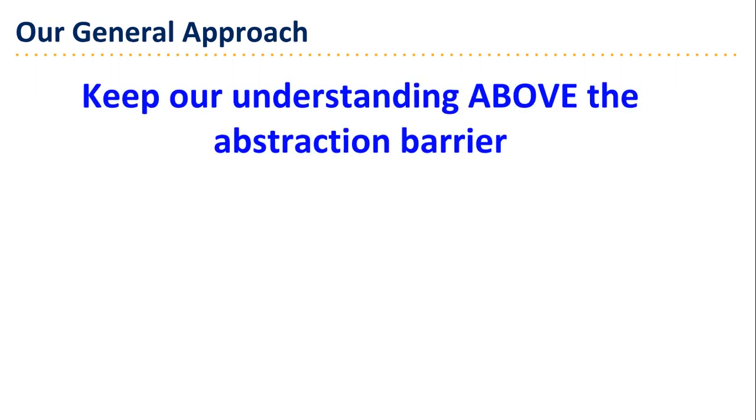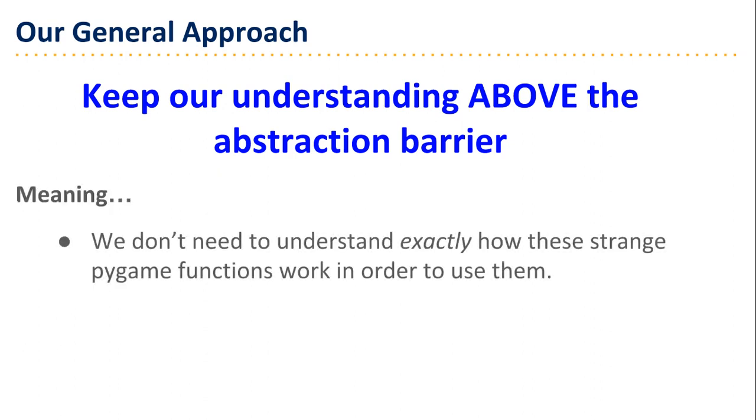And a general approach that we're going to take is we're going to keep our level of understanding above the abstraction barrier. So what does that mean? Well, first, we don't need to understand exactly how all of the Pygame functions work in order to use them. We need to understand things like what are the inputs and what are the outputs, but we don't need to look under the hood and see how they're implemented in order to call them. We don't even really need to understand all the nuance behind them, like what exactly the various objects in Pygame are. We just need to understand the basics of how these things work.